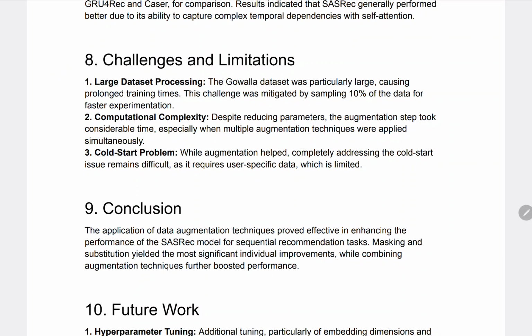In large dataset processing, even after sampling, datasets like Gowalla required significant time for training, whereas in computational complexity, applying multiple augmentations together increases the processing overhead. While augmentation mitigated some issues, it couldn't fully solve the lack of data for new users or items. These limitations reminded us that there's room for further optimization.